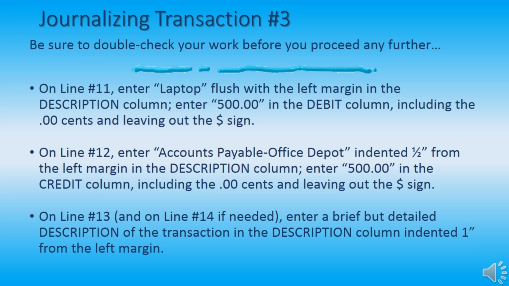On line 12, you're going to enter accounts payable, Office Depot, indented 1/2 inch from the left margin in the description column, and enter 500 in the credit column, including the 0 cents and leaving out the dollar sign. On line 13 and on line 14, if you need to, enter a brief but detailed description of the transaction in the description column, indented 1 inch from the left margin.